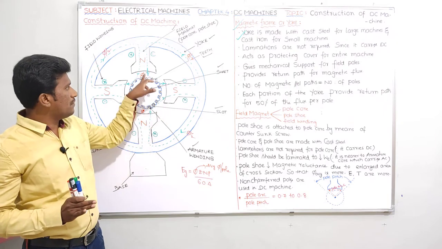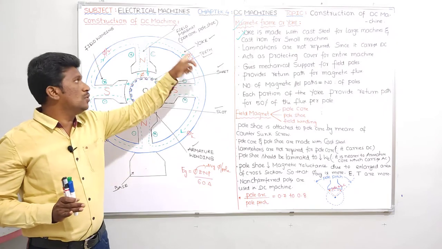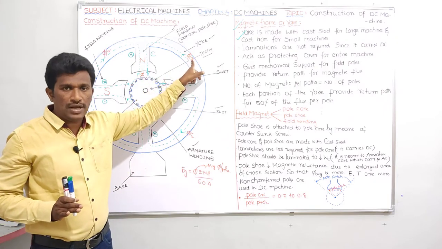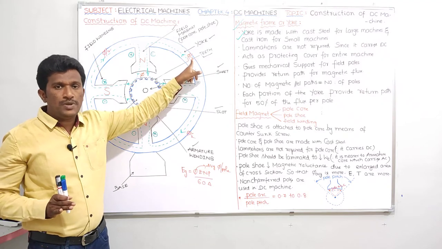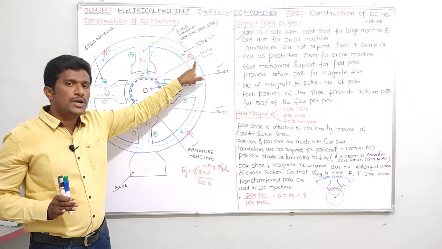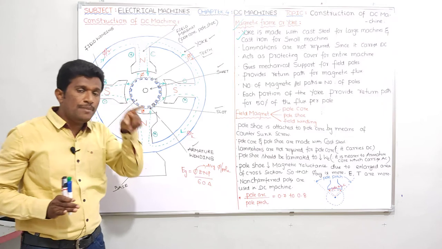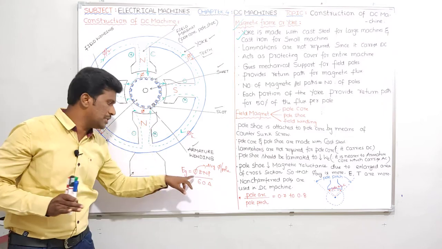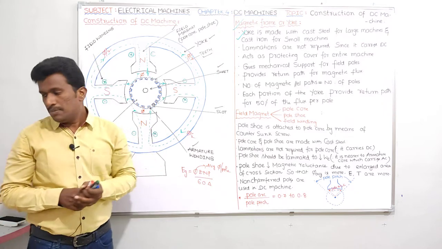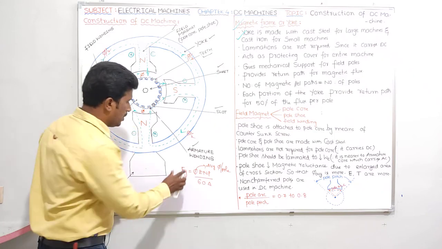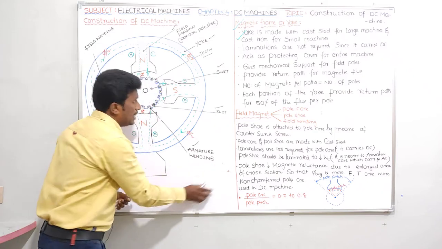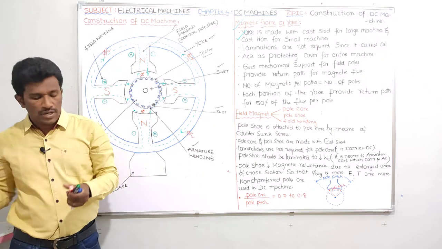Suppose instead of giving the average value of flux per pole, they give you yoke flux, that yoke flux should be equated to what? Pi by 2, not pi. From that pi by 2, you have to find out pi and substitute in this equation. That is very important, okay? Please try to remember that. That is a very important point I want to stress here. Next, guys. Next. Now tell me.